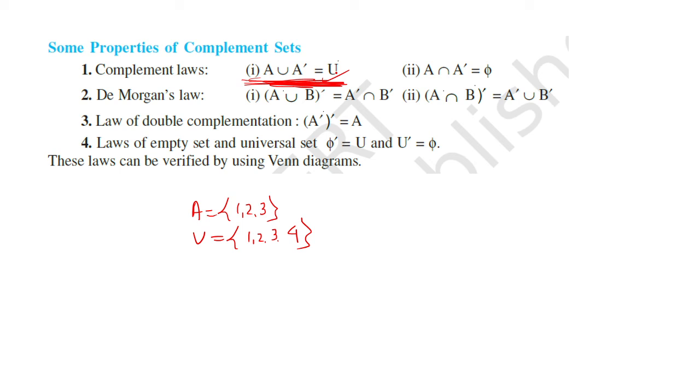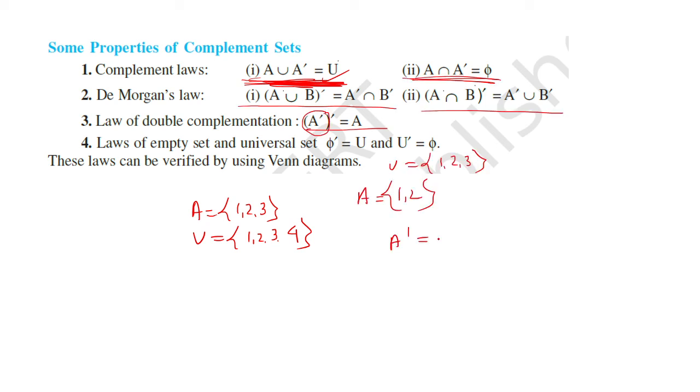Here you have to find A complement first, then take the complement of that set. Suppose you get A equal to 1, 2 and U equal to 1, 2, 3. Then what will be the A complement? U minus A, that is 3. Now you are asked to find the complement of A complement. Then what will be the result? U minus A complement means 1, 2, which is nothing but equal to A. So the complement of A complement equals A.